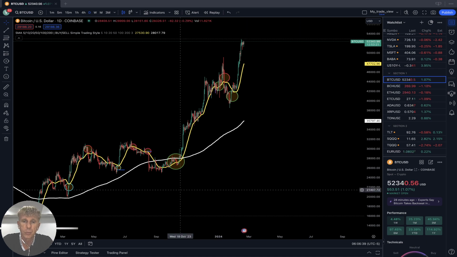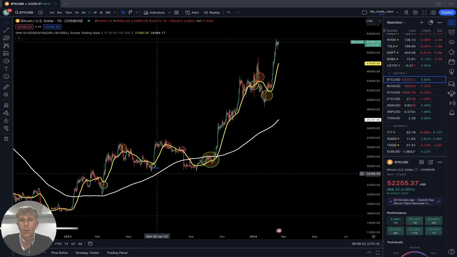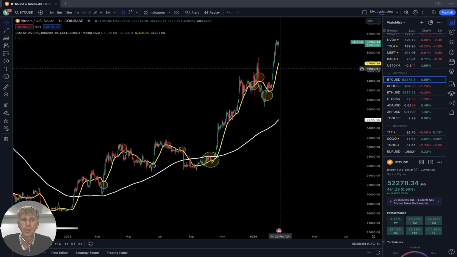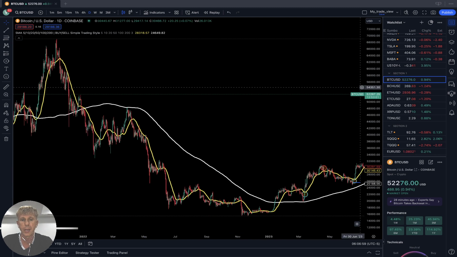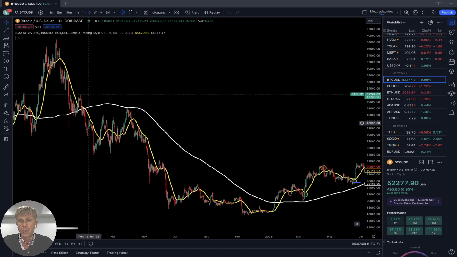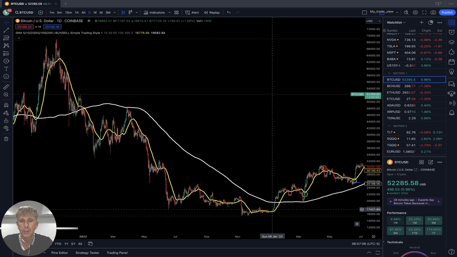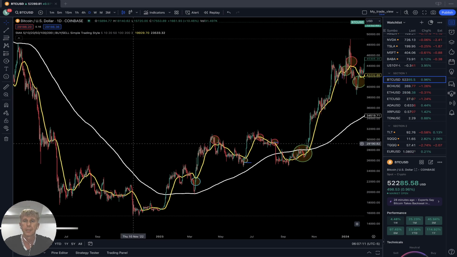Even based on just two lines, yellow and white, you can use this strategy. When the yellow line is above the white line, it is always a bullish trend. When the yellow line is below the white line, it's always a bearish trend. When bars are below the yellow line, it's always a bearish trend. When bars are above the yellow line, it's always a bullish trend. That's how simple it is.